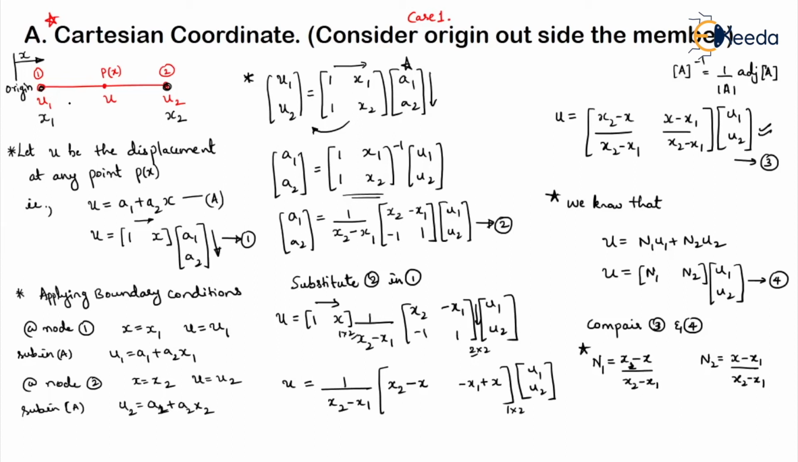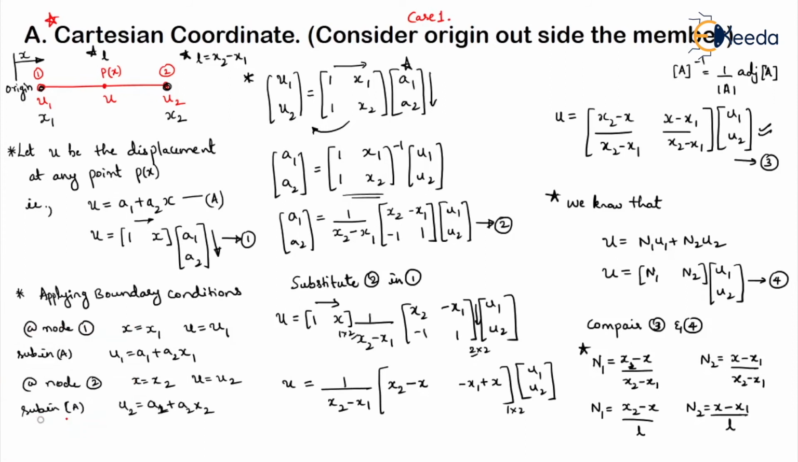Now one more important thing, the length of this particular beam, let us take it as L. So what will be L in terms of coordinates? L will be equal to your x2 minus x1. This is important. So this is the length of your element. So if you replace that here, what will you get? (x2 - x) by L is N1 and (x - x1) by L is your N2.